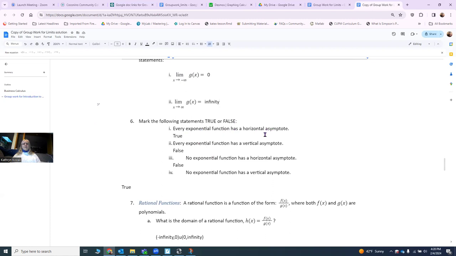Every exponential function has a horizontal asymptote. That's true. None of them have vertical asymptotes. The statement that there are none that have horizontal asymptotes is false, and that none have a vertical asymptote is actually true.